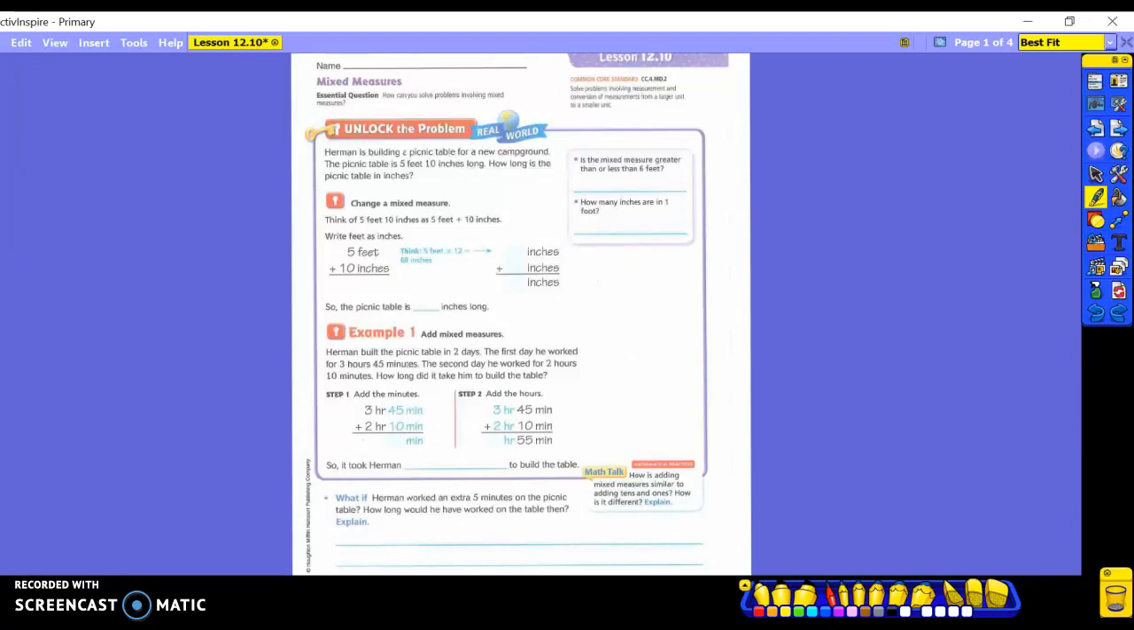Herman is building a picnic table for a new campground. The picnic table is 5 feet 10 inches long. How long is the picnic table in inches? So there's your question.